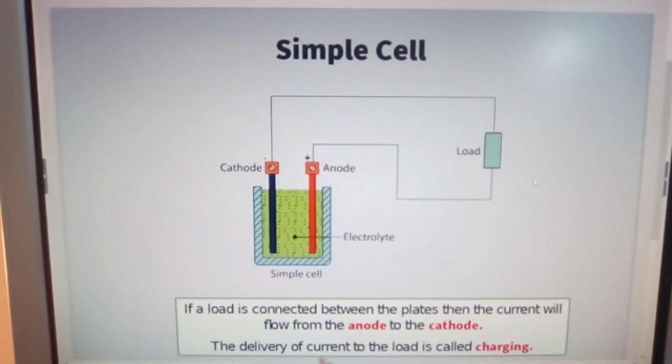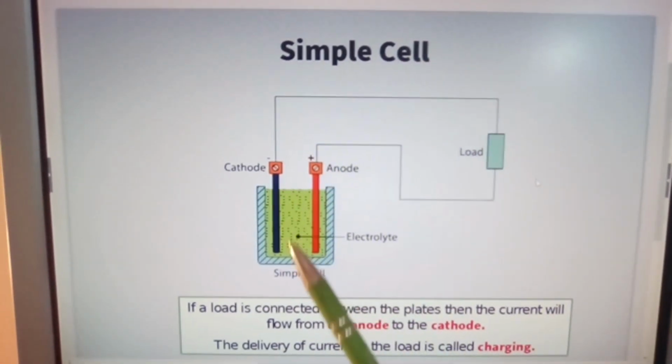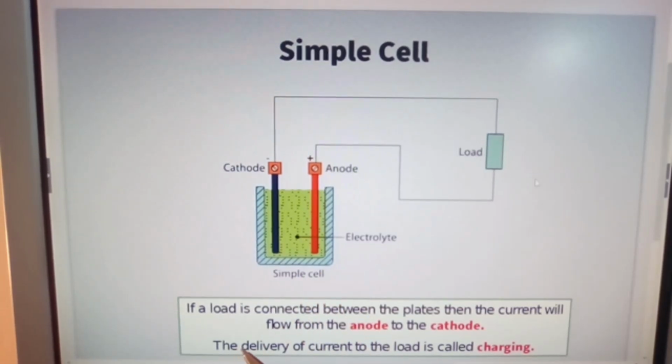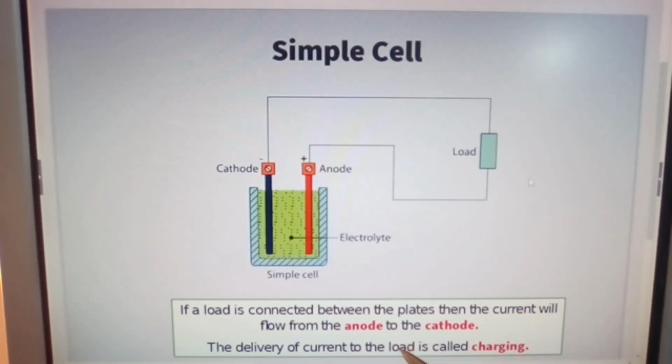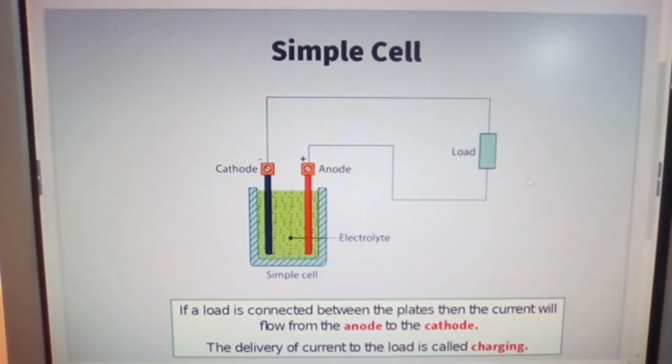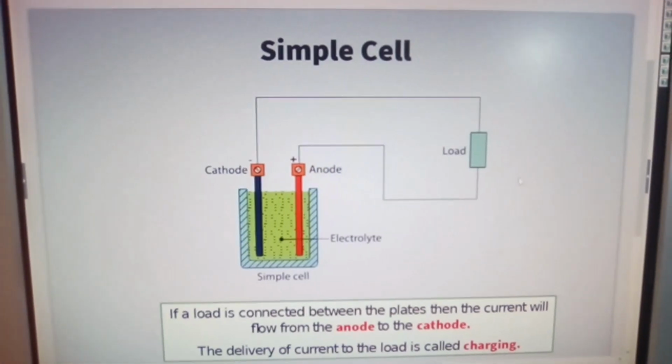Here we have a single cell. Anode, cathode. If a load is connected between the plates, then the current will flow from the anode to the cathode. The delivery of current to the load is called charging.